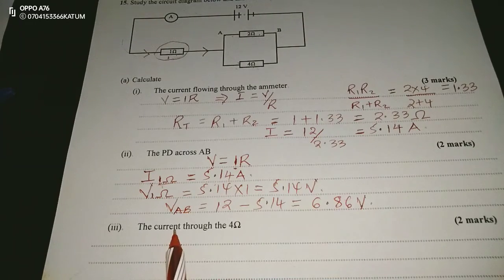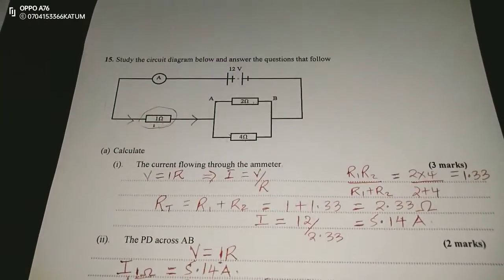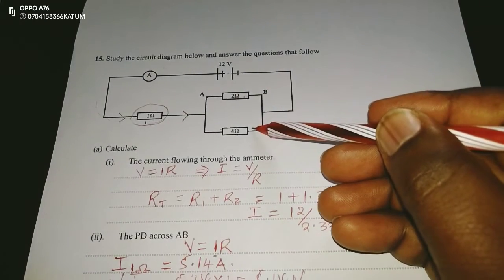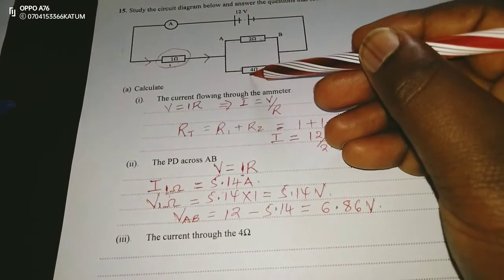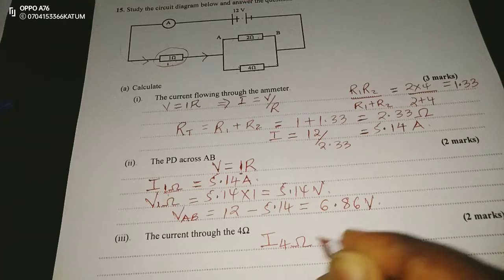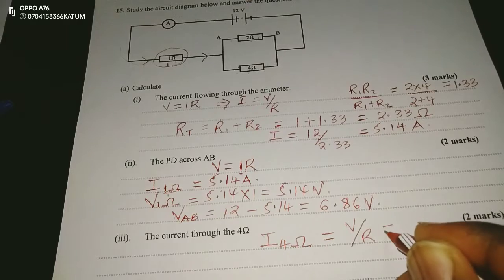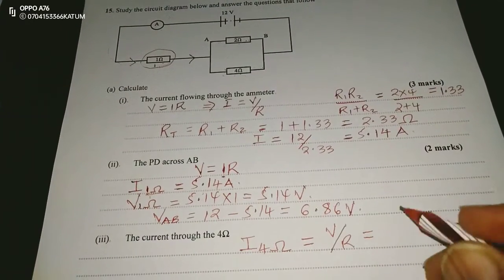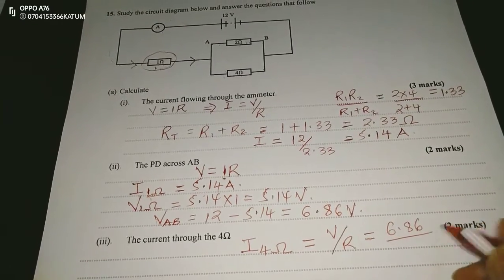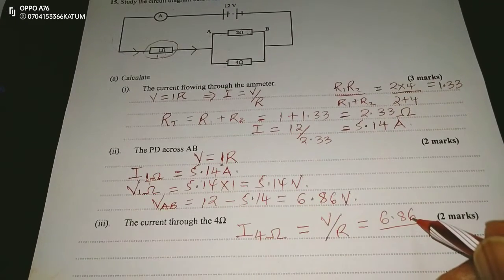Finally, we are also told to calculate the current through the 4 ohm resistor. Through the 4 ohm resistor, the voltage will be the same as across AB, and that is 6.86. So with voltage and resistance, we can get current. Current is usually given by voltage over resistance. The voltage in the 4 ohm resistor is 6.86, owing to the fact that it is parallel to the region AB, and we have the voltage there. It is going to be the same.